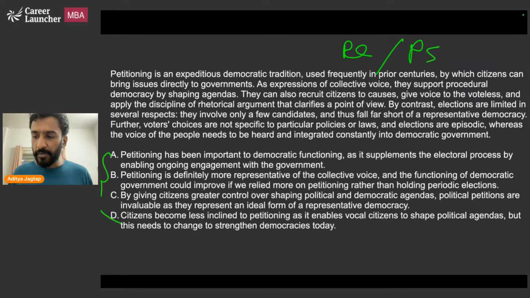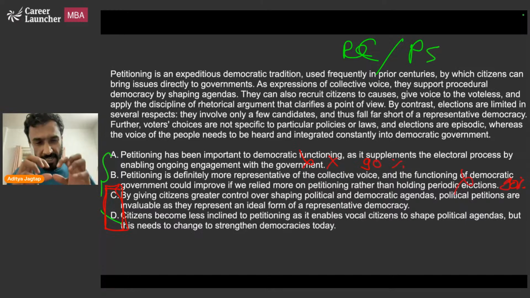Now, what is going to happen in most of our RC or para summary or even the other question types is there'll be some decisions which are very easily made by us. 90% will say option A is incorrect. 90% will say option B also is incorrect. Right? This will be easy. When it comes to this, that's when our decision making needs to be on point.